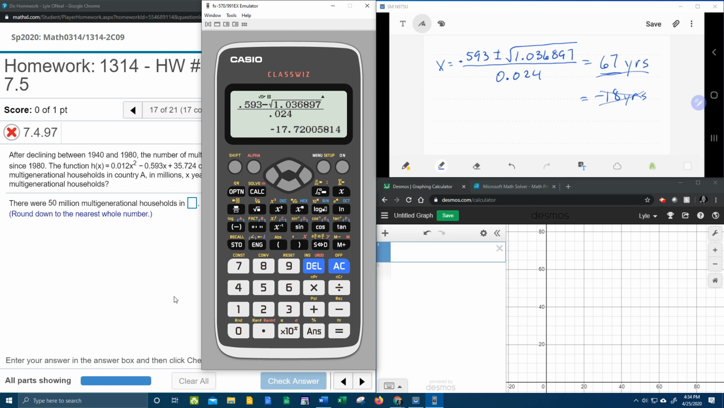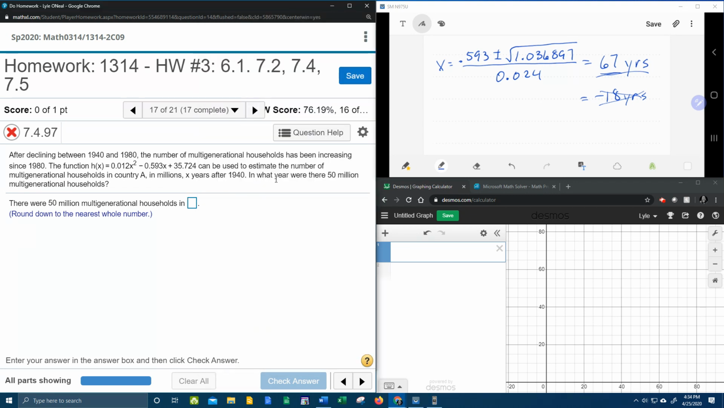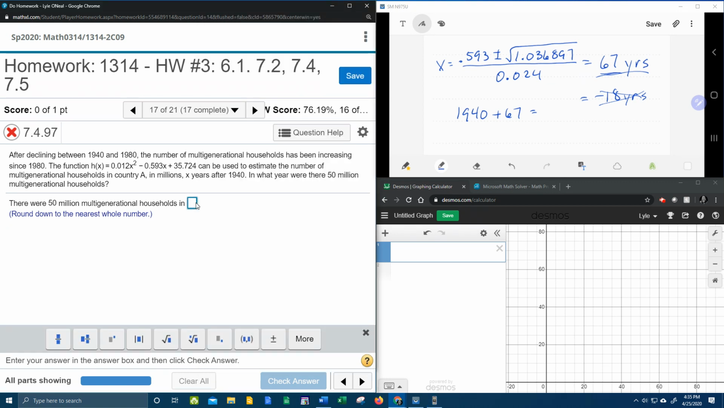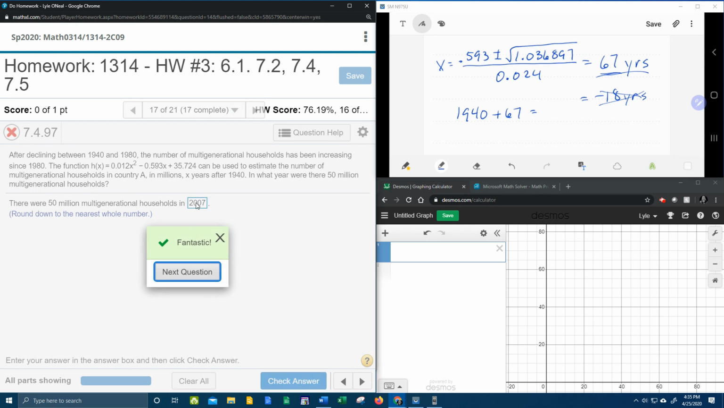67 years. So if we go back to this window, it says in what year. It doesn't say how many years. It says in what year. So when did we start counting? After 1940. So what we need to do is we need to start at 1940, and 67 years later is when this will happen. So let's see. On the calculator, again, if we pull that up, that's going to be 1940 plus 67. Bam, 2007. Let's see if that's right. Oh, man, crazy. That is correct.